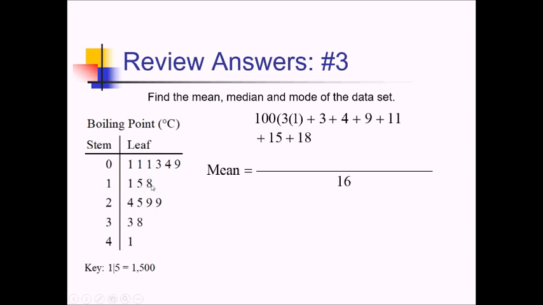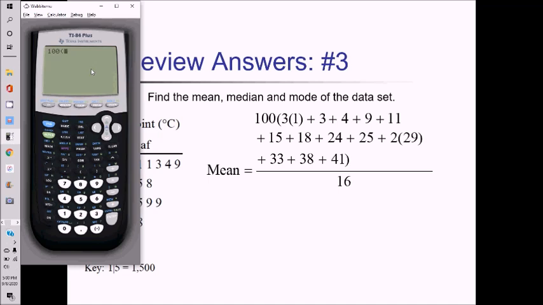And then 18. Moving on to the stem of 2, we have 24, 25, 29, and we have 2 of those. So I can write 2 times 29. And then down here we have 33, 38, and finally 41, and I'll close that parentheses off. So let me add all this stuff in the numerator now.